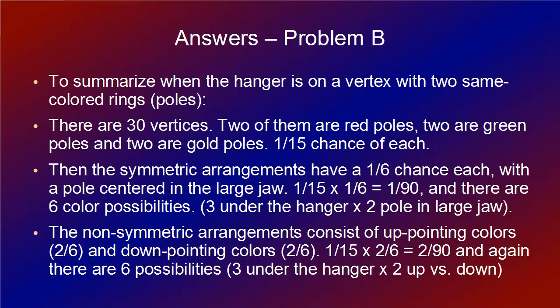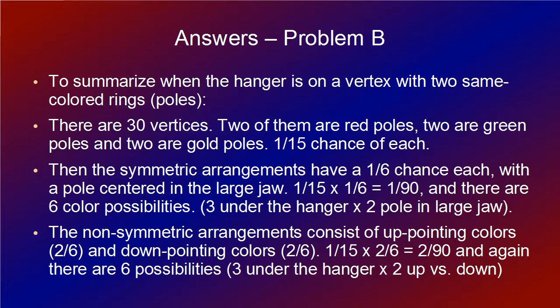The non-symmetric arrangements consist of up-pointing color angles, 2 out of 6 possibilities, and down-pointing color angles, another 2 out of 6 possibilities. 1/15 times 2 out of 6 equals 2/90ths, and again, there are 6 possibilities, 3 under the hanger times 2 up versus down.